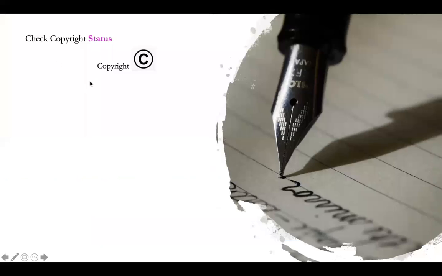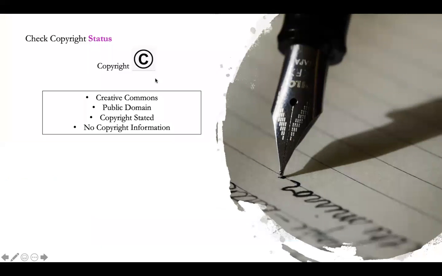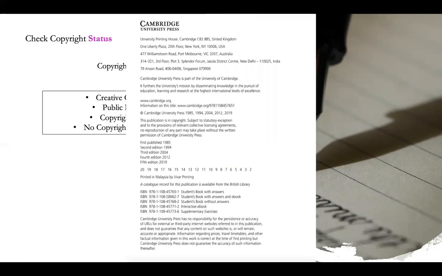So first, look for the copyright status. You can look for copyright, the word itself, or the symbol, which is a C within a circle. The types of copyright include a Creative Commons license. It could be in the public domain. It could be just a standard copyright, or it's possible that no copyright information will be included. Now, if this happens, APA 7th edition recommends that you still treat the work as a copyrighted work and just assume that the author is the one that holds the copyright.